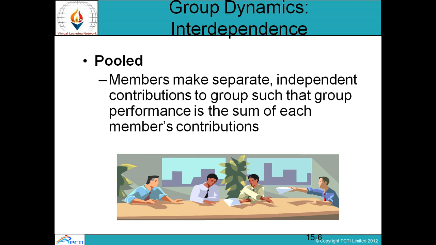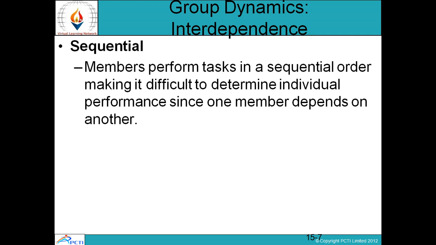Group dynamics interdependence includes pooled, where the members make separate independent contributions to the group such that group performance is the sum of each member's contribution. Group dynamics interdependence has different styles of working. In a sequential style of working, members perform different tasks in sequential order, making it difficult to determine individual performance since one member depends on another.